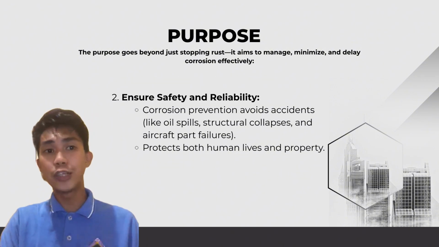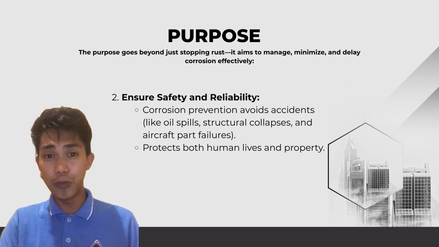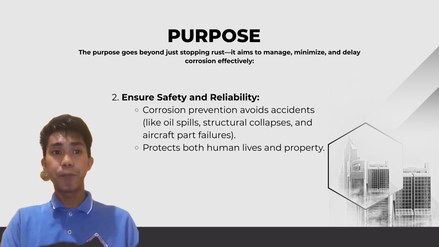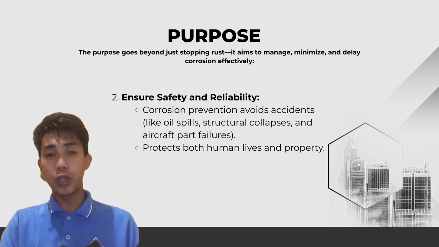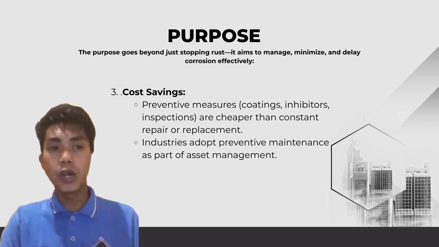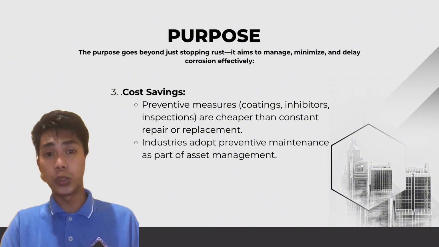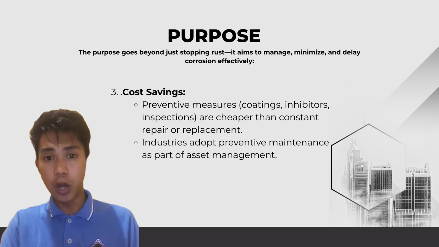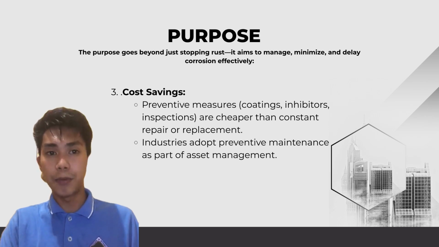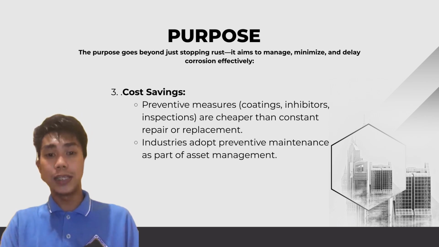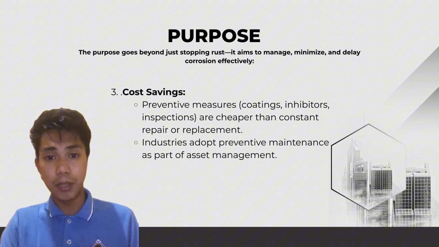Number two, ensure safety and reliability. Corrosion prevention avoids accidents like oil spills, structural collapse, and aircraft part failures. It protects both human lives and property. Number three, cost savings. Preventive measures, coatings, inhibitors, and inspections are cheaper than constant repair or replacement. Industries adopt preventive maintenance as part of asset management.